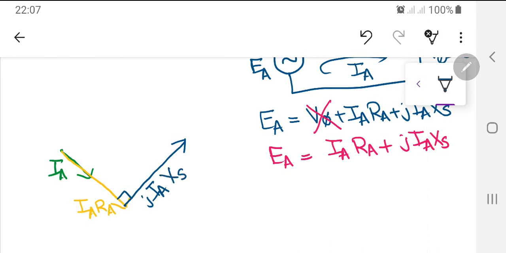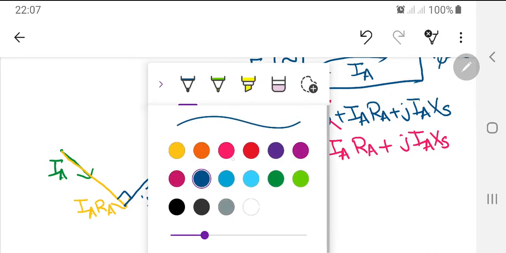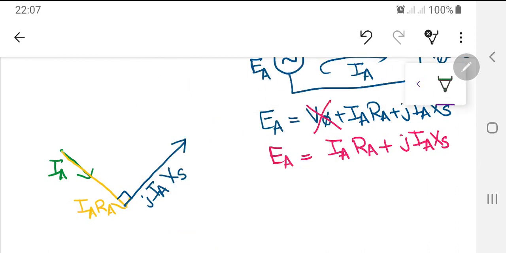XS axis. Now since we all know from the point of the starting, since V phase is not there, the only last vector that is required over here is going to be this one. So from this point to this point, this is going to be EA. This is going to be the phasor diagram for this equation when you have short circuited the synchronous generator over here. So this is the phasor diagram when V phase is equal to 0.